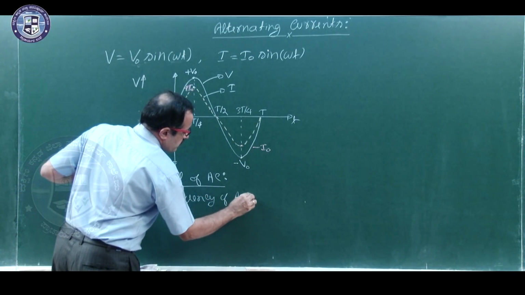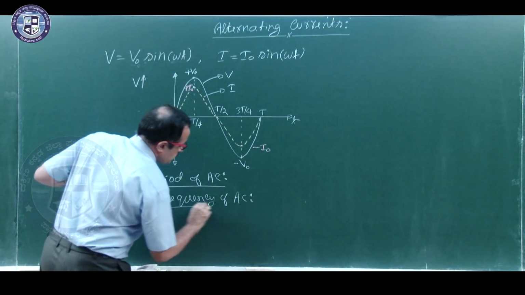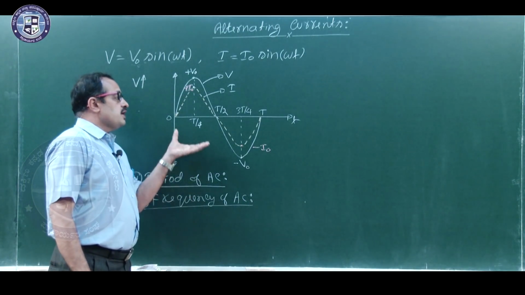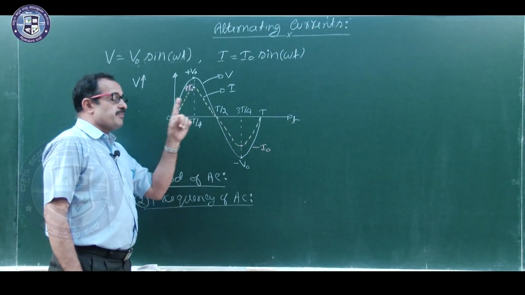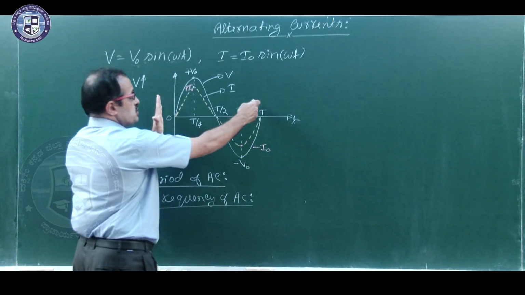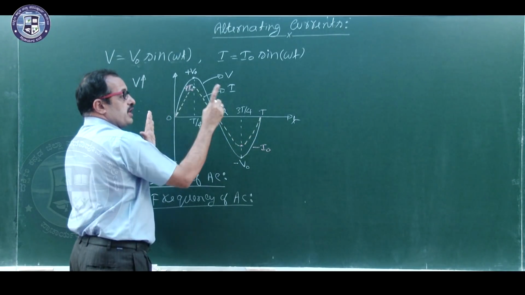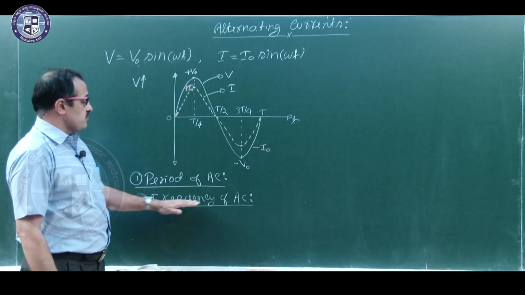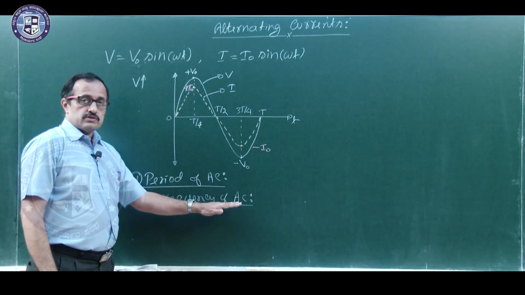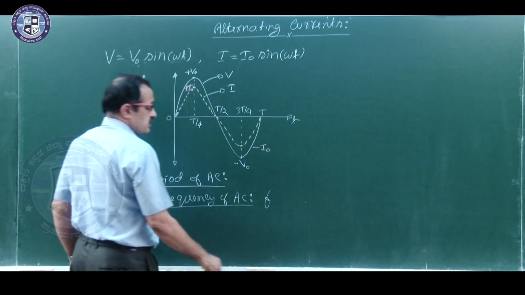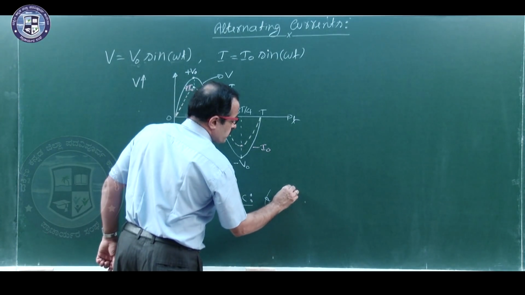Frequency of AC. Second term. Frequency of AC is the number of cycles of AC completed in 1 second. This is 1 cycle. How many such cycles are completed in 1 second? This is known as the frequency of AC. The symbol of frequency is f, which is always equal to the reciprocal of the time period.